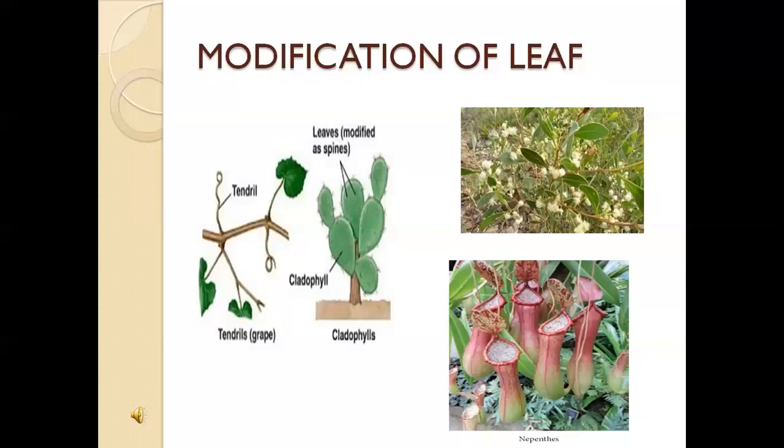Last one, modification of leaf. Plants have changed themselves to adapt to the environment they grow in. One of them is the modification of leaves. Leaves of several plants get modified into different forms based on the purpose and environment. There are 4 types of modification of leaf. First one, spines. Second, tendrils. Third, phyllode, and fourth one, traps.